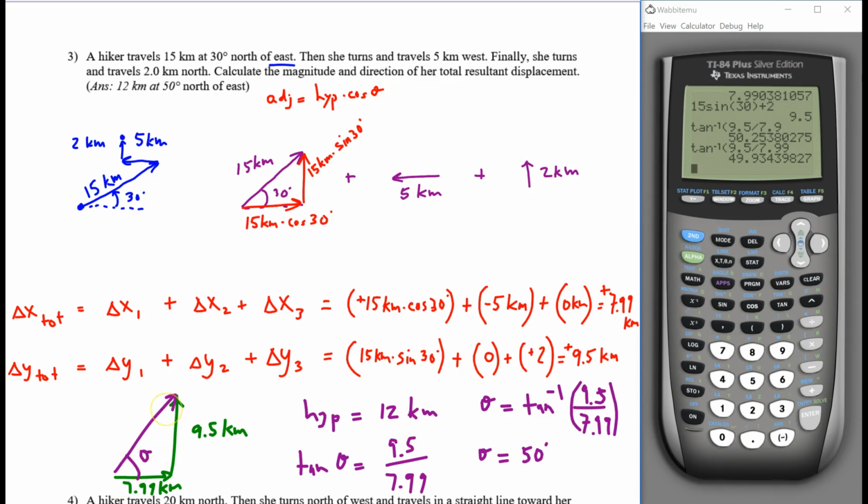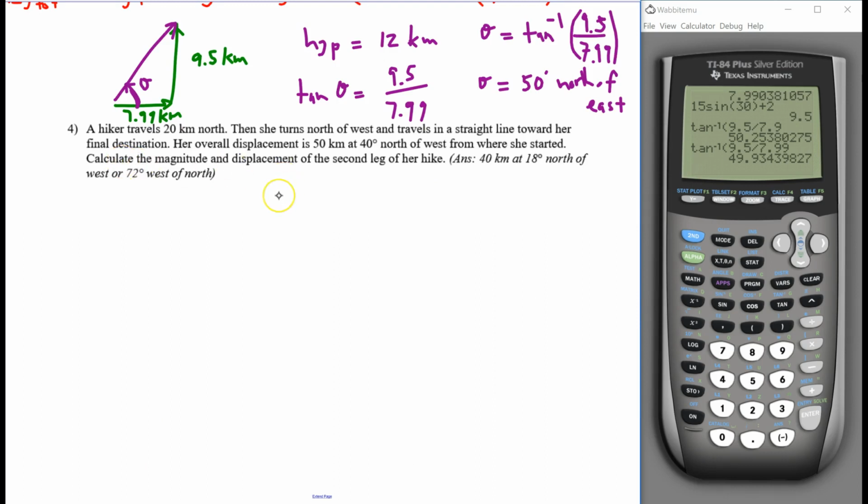And then I look at my angle. This angle mark has to point to the vector, right? The hypotenuse, it points to the hypotenuse. So from east, we are going north. East is our reference, we have to go to the north. That's where the little arc here is pointing to the north from the east. And that's our answer.